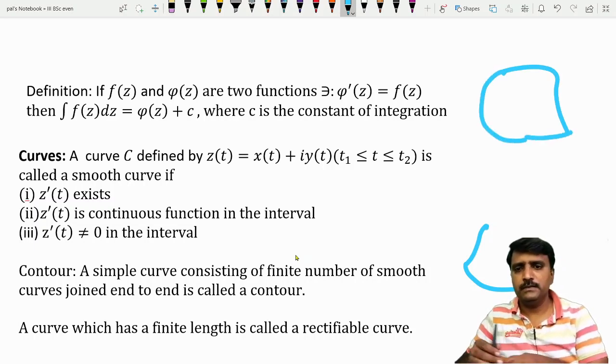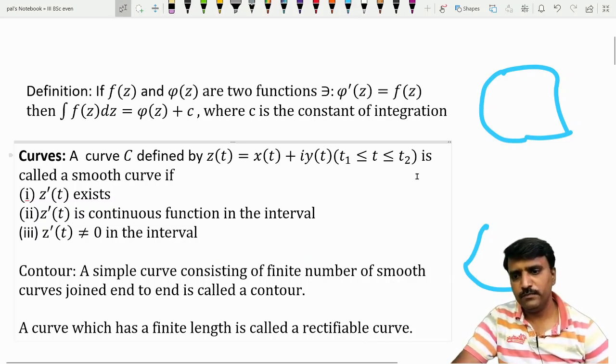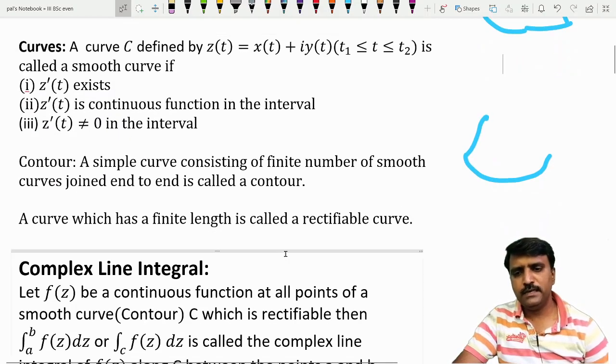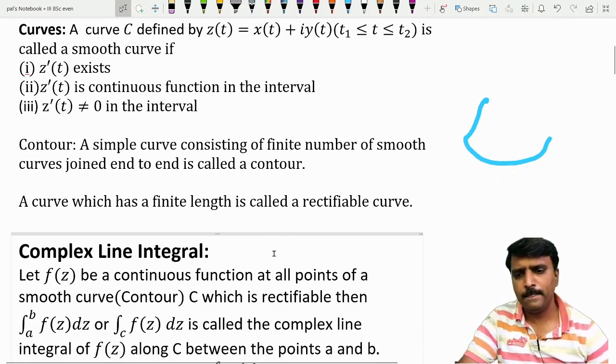It is a closed contour. Next, a curve which has a finite length is called a rectifiable curve. So the length of the curve is finite and measurable. Then we say it is a rectifiable curve.